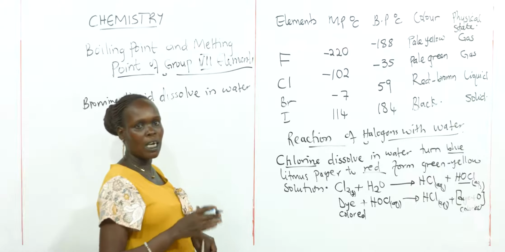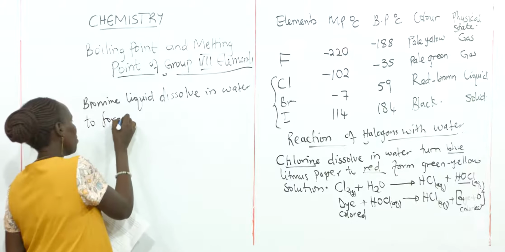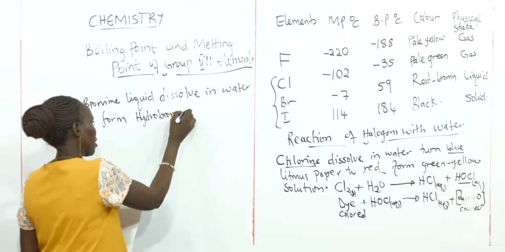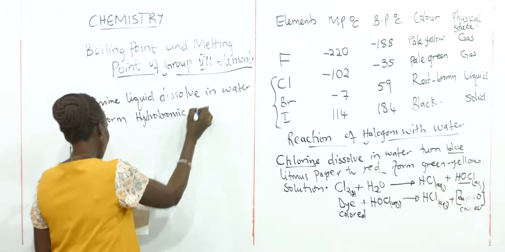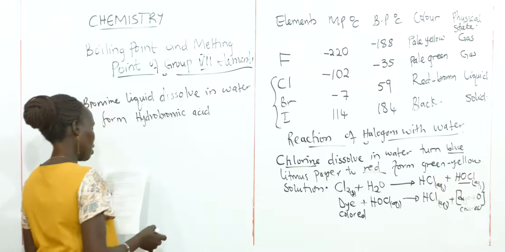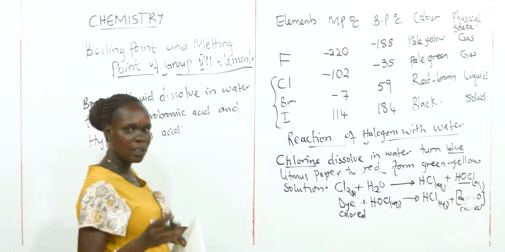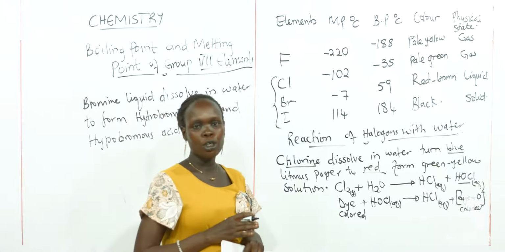So the second element here will be bromine liquid dissolved in water, it will also form acid, to form hydrobromic acid, and also hypobromous acid. So in this case we have a weak acid and a strong acid formed from bromine.